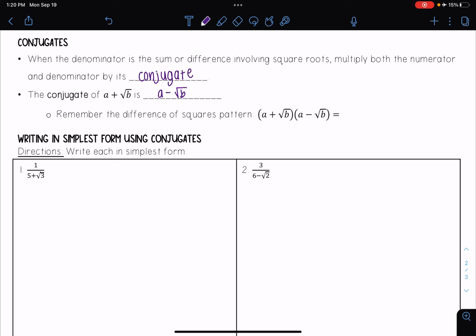And something that we are going to be using to make this process quicker is that shortcut of the difference of squares pattern. So when you have a plus square root of b times a minus square root of b, we recall from that difference of squares pattern, this is going to be the same thing as a squared minus the square root of b squared, which, if you square the square root, remember that square root cancels with that square, so this is just going to equal a squared minus b. So we're going to use that pattern in these two problems.